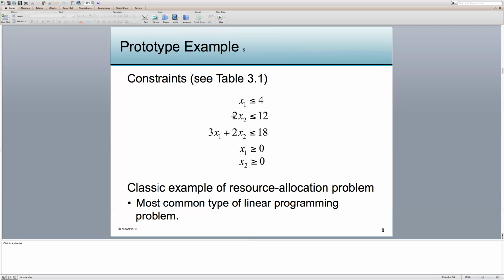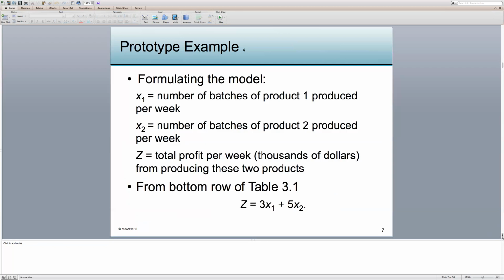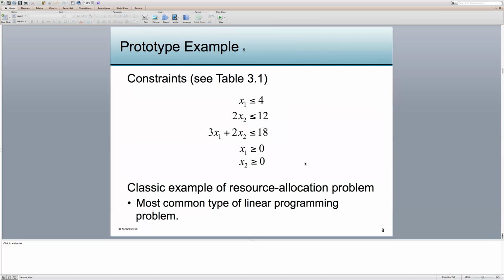Where does the second inequality come from? The second constraint. Let's go back to the table again. In plant 2, you have 12 hours of time available. For each batch you want to make of product 2, it takes 2 hours of time in plant 2. So X2 batches will take 2 times X2 hours, and they're at most 12 hours. So 2X2 is at most 12, or you can write that X2 is at most 6, just divide by 2. But that's the second inequality.